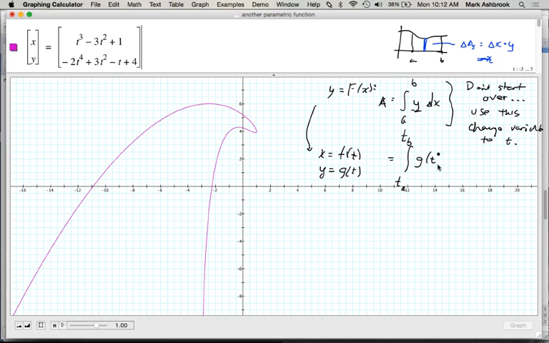So my function I'm going to integrate is going to be what y was before, g of t. And then what's dx? So we need to figure out what dx is. So if x is f of t, then dx, the differential, is going to be f prime of t dt. Remember that with implicit differentiation, right? So if x is f of t, then dx is f prime of t dt. So that's what dx is.